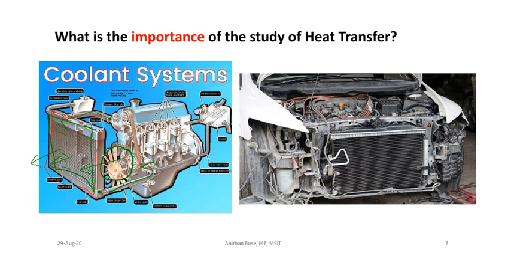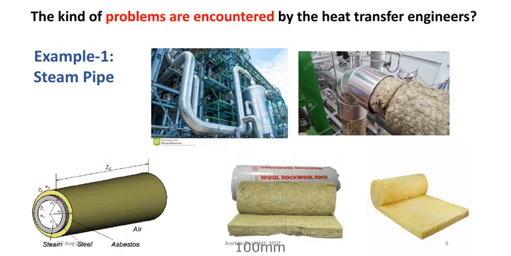I hope from this example you have at least understood what we mean by the design of heat transfer equipment, which can be done if we learn this subject, heat transfer. Now coming to another example, let us try to understand in a better way what kind of problems are encountered by heat transfer engineers. Here, in this example, we have considered a problem of a steam pipe.